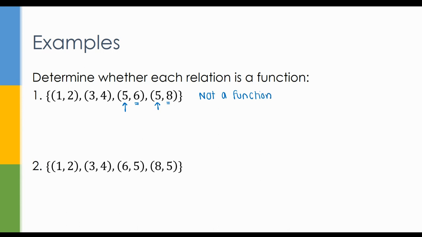If I look at the next example, we've got our relation with the ordered pairs 1, 2, 3, 4, 6, 5, and 8, 5. As I see, every single x value is different. It is okay that over here we've got two y values that are the same number. But remember, to be a function means every x goes to exactly one y. Well, every x value is different, so it's okay that the 6 and the 8 go to the same y value. This one would be a function.